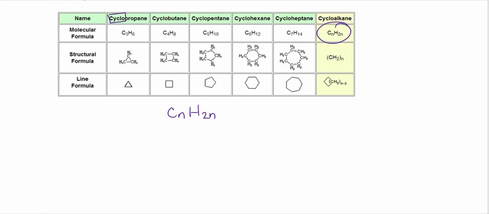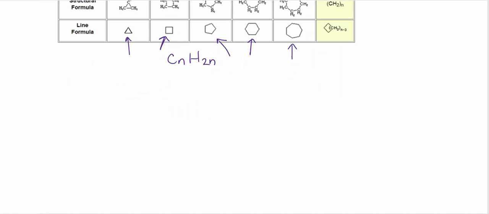And as you can see, if we have a 3-carbon chain, that's called cyclopropane, and it looks like a triangle. A 4-carbon ring is going to be called cyclobutane. It looks like a square. Cyclopentane happens to look like a pentagon. Cyclohexane looks like a hexagon. Cycloheptane looks like a heptagon, etc.